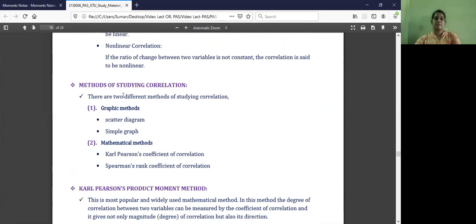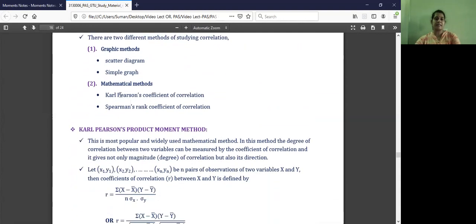Next one is methods of studying correlation. This is a very important part. There are two different methods of studying correlation. Number one is graphic methods, including scatter diagram and simple graph. And the second is mathematical methods: Karl Pearson coefficient of correlation and Spearman's rank coefficient of correlation.